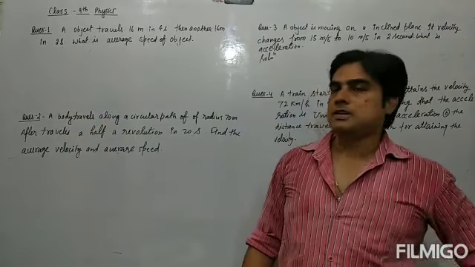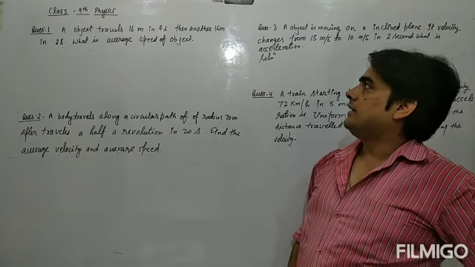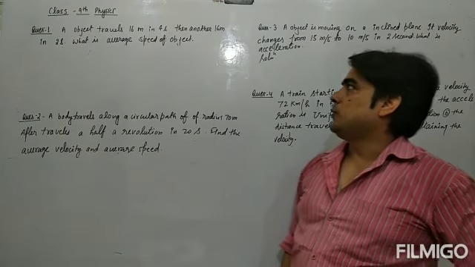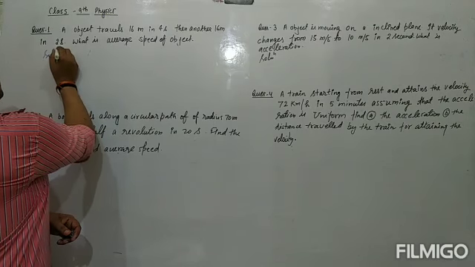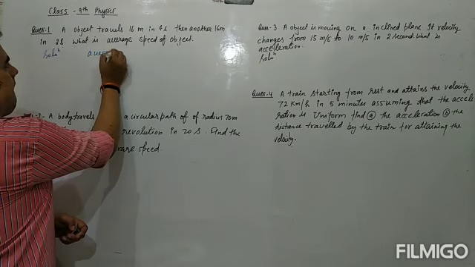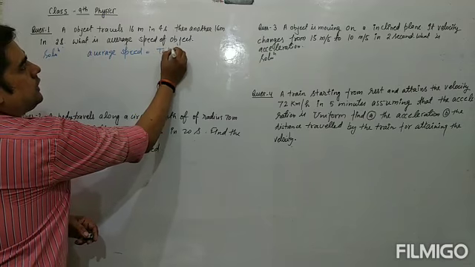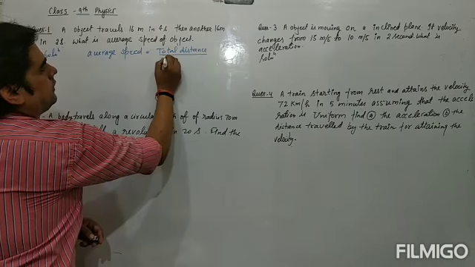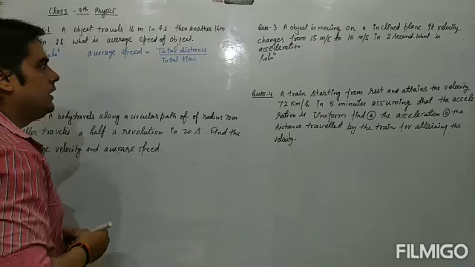The first numerical problem: an object travels 60 meter in 4 seconds, then another 60 meter in 2 seconds. What is the average speed of the object? As we know, solution: average speed is equal to total distance upon total time.